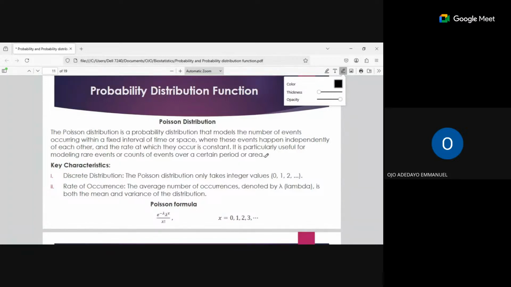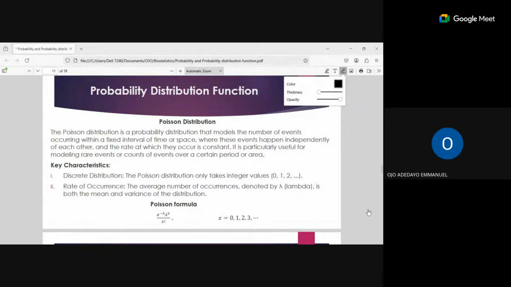So now, the key characteristics of Poisson: it is a discrete distribution. I've told us that anytime you hear the word discrete, it means count. In probability distributions, we have discrete and then we have continuous. So we are still checking the discrete. Discrete is the binomial, discrete is the Poisson distribution. So the Poisson distribution only takes integer values 0, 1, 2. When you see these dots, it means it continues to infinity. So Poisson has no end, it continues to infinity.